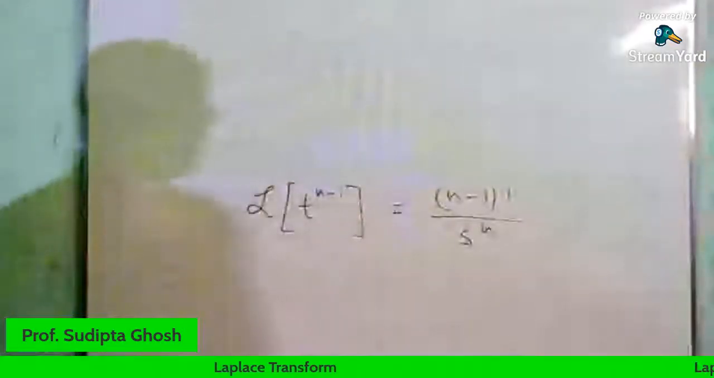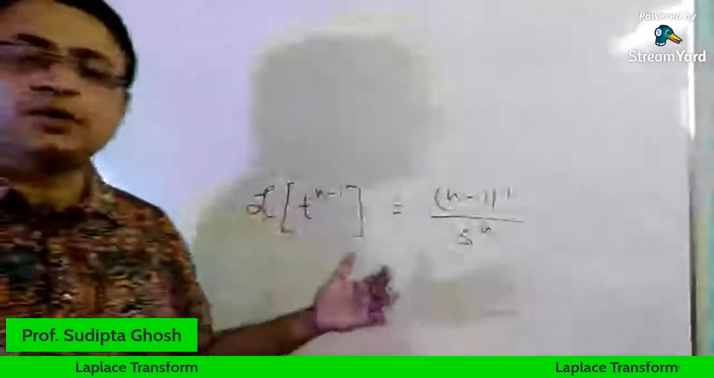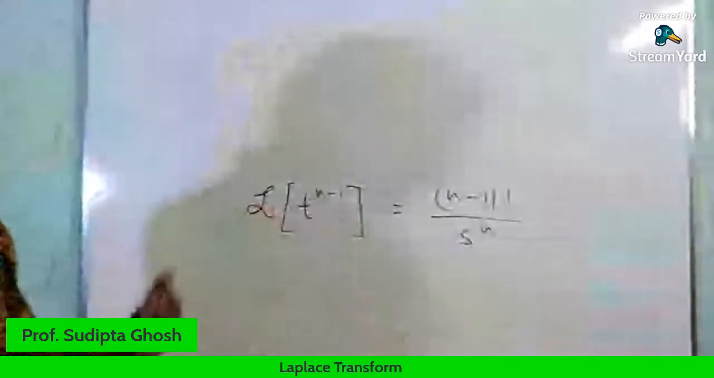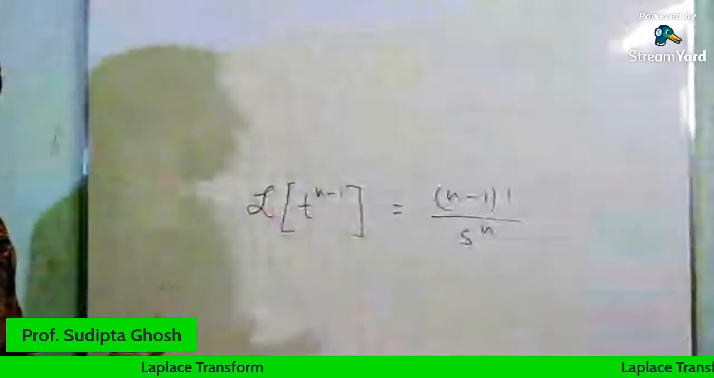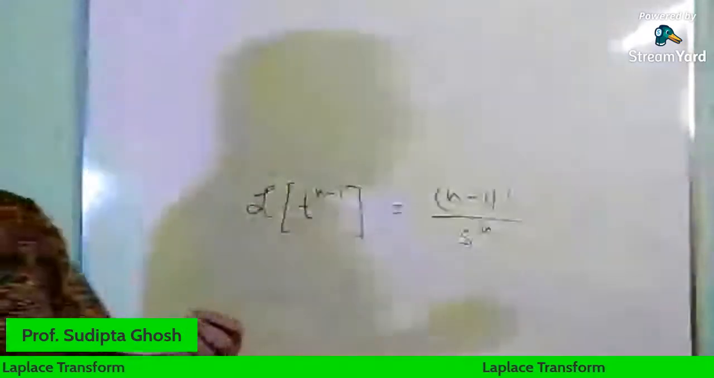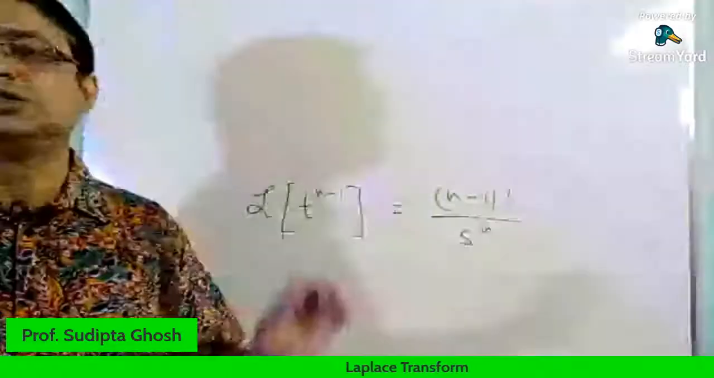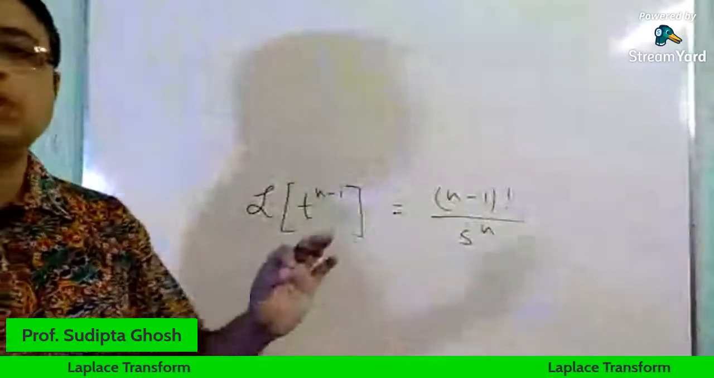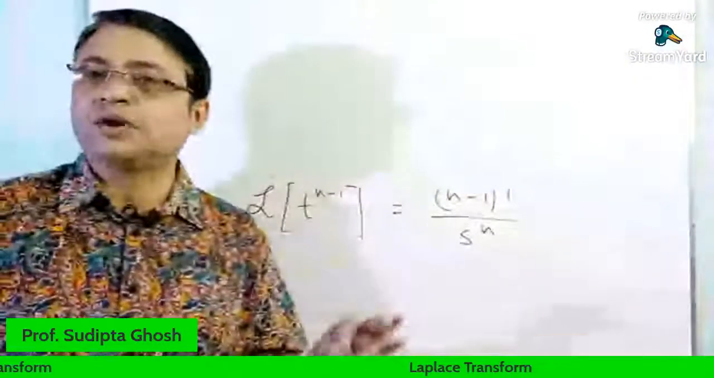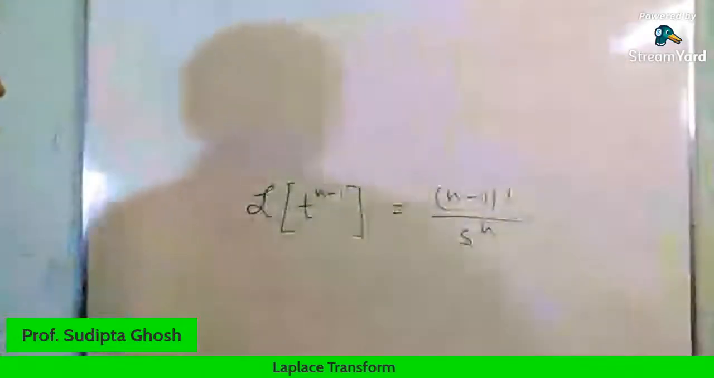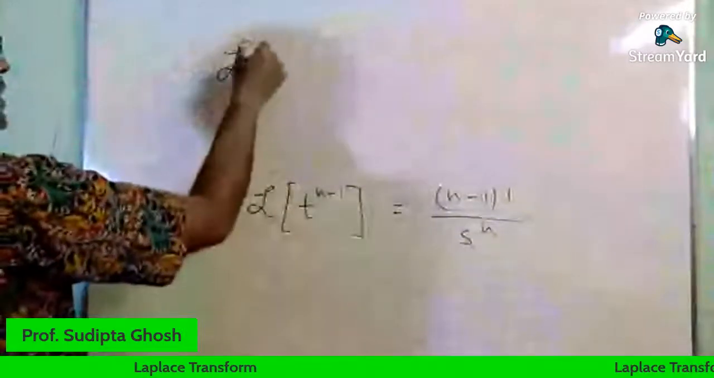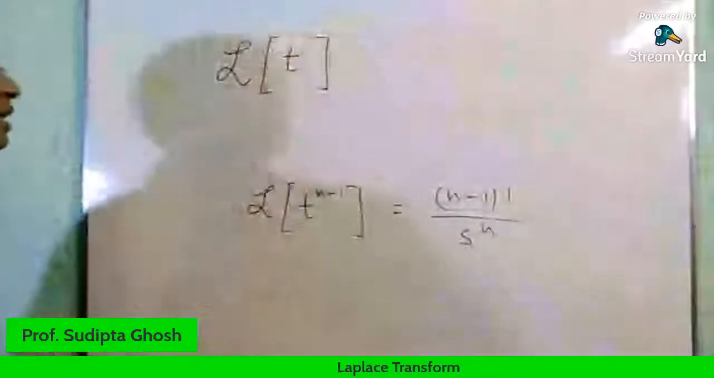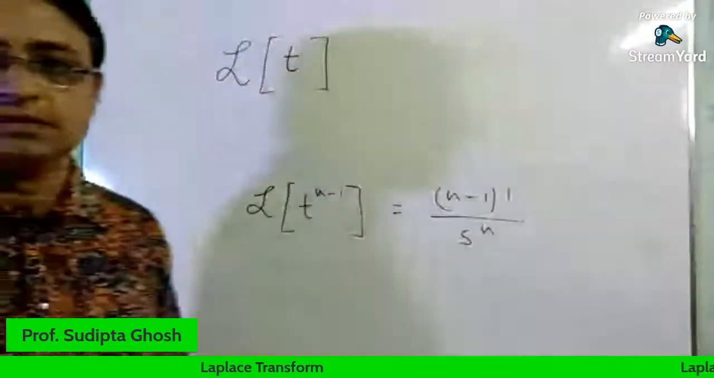Now, why is the transformation of t to the power n minus 1 important? Because now if the function is simply f of t equals t, what is the Laplace transformation of just t? What is the Laplace transformation of t?